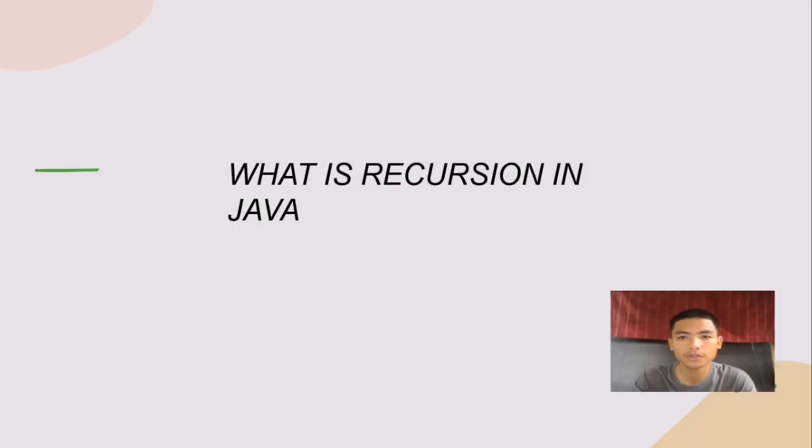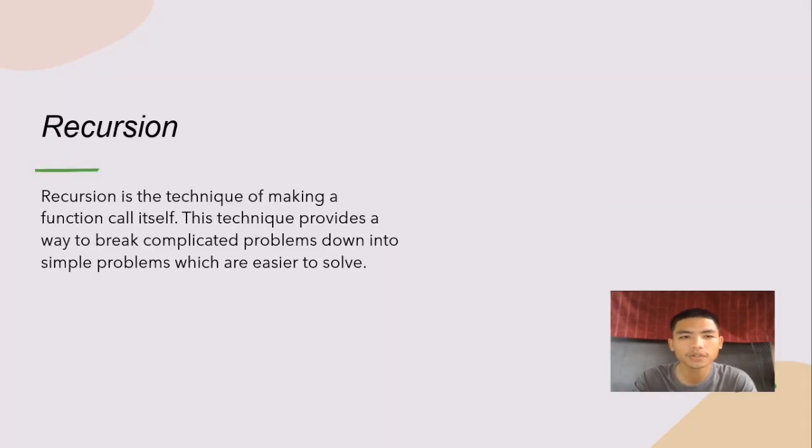So what is recursion in Java? Recursion is the technique of making a function call itself. This technique provides a way to break complicated problems down into simple problems which are easier to solve. It is always made up of two portions, the base case and the recursive case.